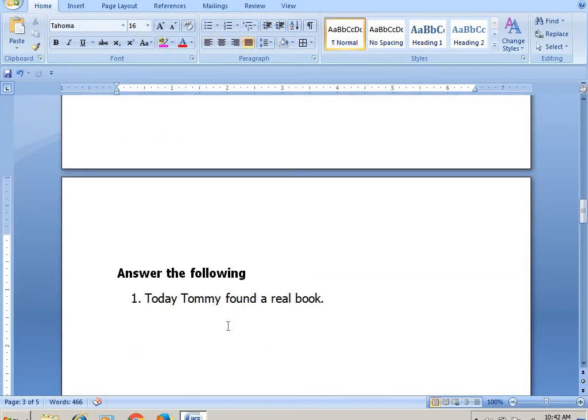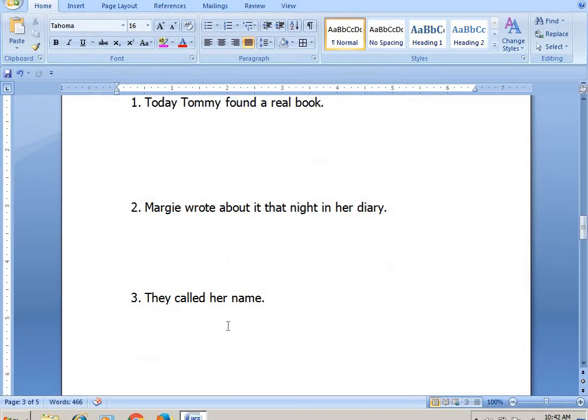Remember, now you have to answer the following questions. Today, Tommy found a real book. You have to turn into passive, or change the voice given in the brackets. First and foremost, you have to see in which voice it is, whether it is in the active voice or the passive voice. Second, look whether it is in the present tense or the past tense. I have taught you last time. We have seen some examples.